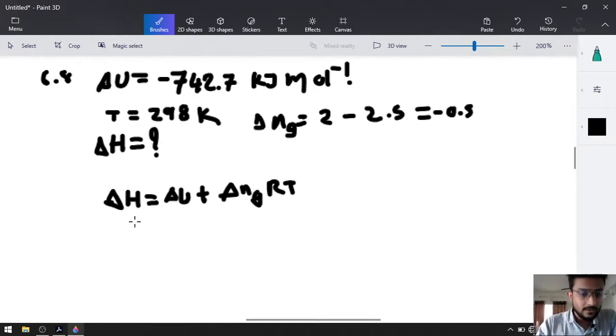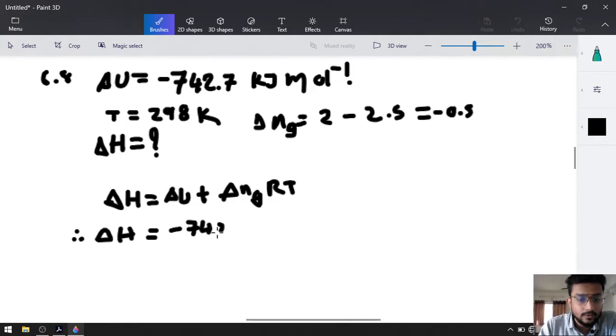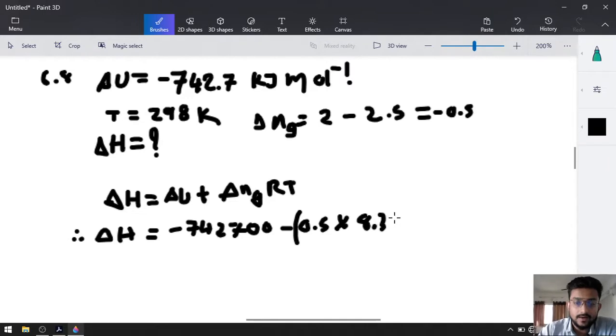Okay, let's put down all the values. So ΔH is equal to ΔU, which is in kilojoule. We have to convert it into joule. So minus 742.7 into 1000, minus 0.5. Why minus? Because Δng is negative, minus 0.5, into 8.314 into 298.